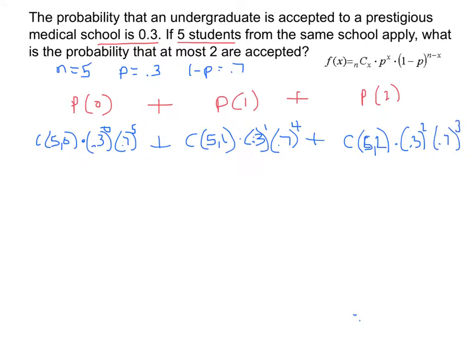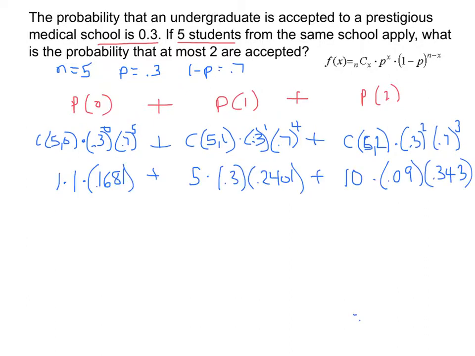So let's go ahead and do some of these calculations. So 5 choose 0 is just 1. 0.3 to the 0, anything to the 0 power is just 1, and 0.7 to the 5th is 0.1681. So this first product gives me 0.1681. In the next one, 5 choose 1 is just 5, 0.3 to the 1 is just 0.3, and 0.7 to the 4th is 0.2401, which gives me just 0.3602 when I multiply those together.